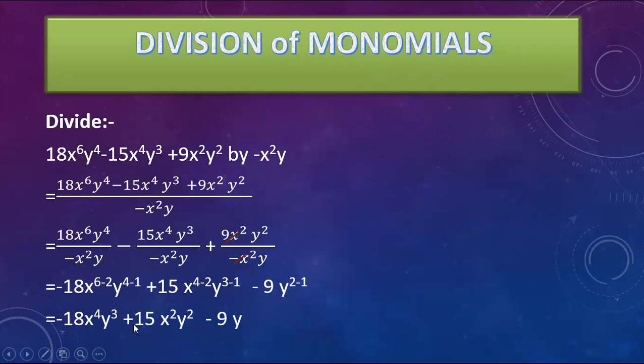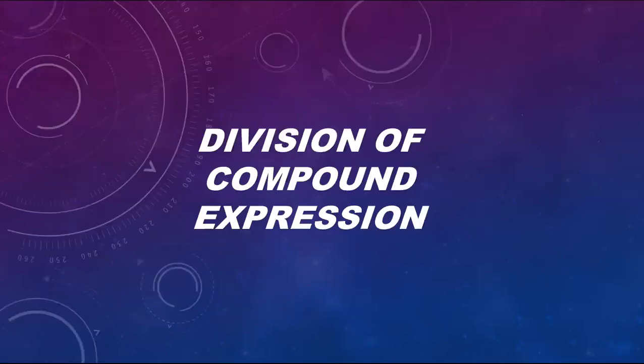Clear? Now plus 15 is copied as it is. X power 4 minus 2. 4 minus 2 means 2. Y power 3 minus 1 means y power 2. Then minus 9 is copied as it is. Y power 2 minus 1. 2 minus 1 is 1. So we get y with the power 1 means y. So we get the answer here like this. Okay students, be careful about the signs and power.